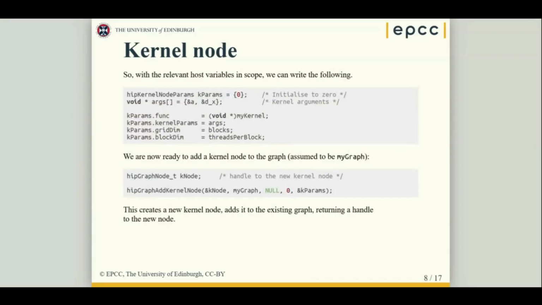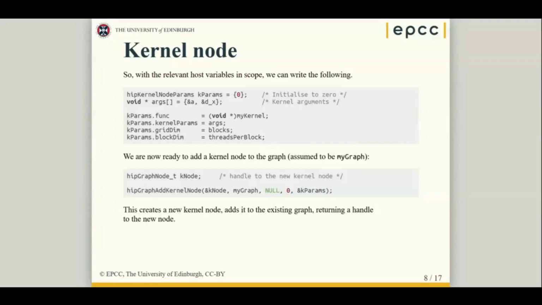So the way of defining that is we need to define a hipKernelNodeParams. This will be the type and the variable, and we will initialize this to 0. Here I define the list of arguments, which will be A and dx, and these are the variables that are inside this structure. So we use dot to access these variables inside the structure. The function will be my kernel.